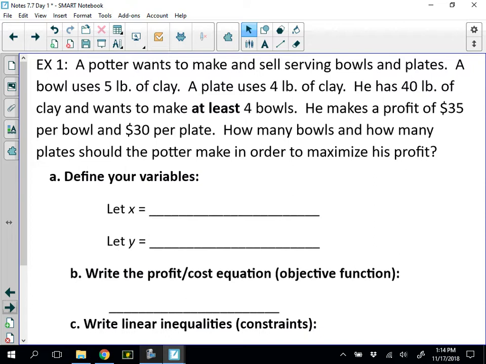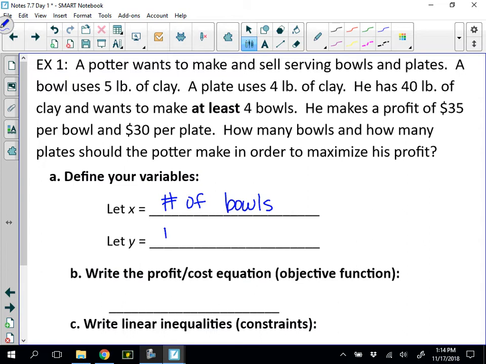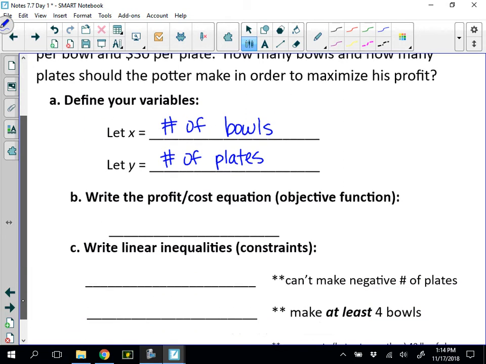All right, so step 1, we are going to define our variables. I'm going to say that we want to let x equal the number of bowls. Okay, and then the other item he's making are plates, so we're going to let y equal the number of plates. So, the number of bowls and number of plates.